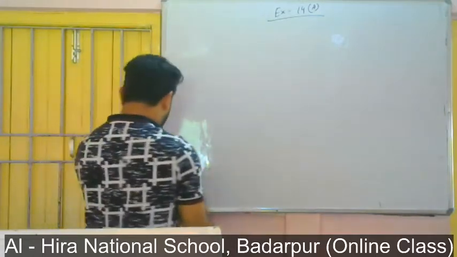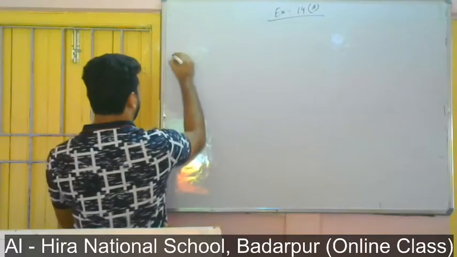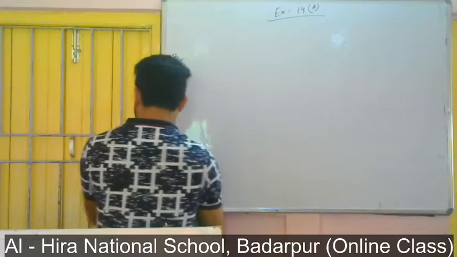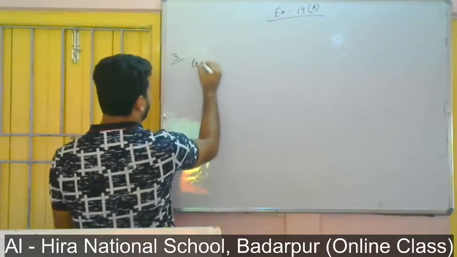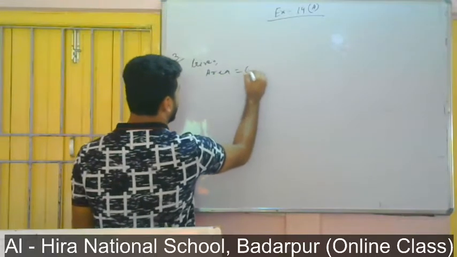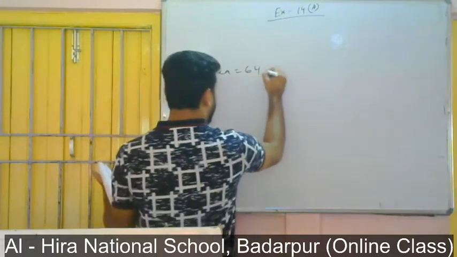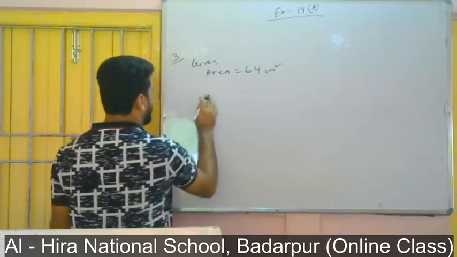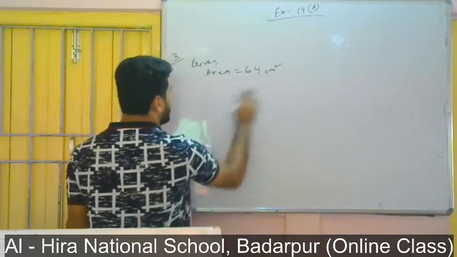So come to question number 3. What is written? Number 3, you see, area equals to what? 64 centimeter. Given, write given: area equals to 64 centimeter square. Okay, then you can find side from there.